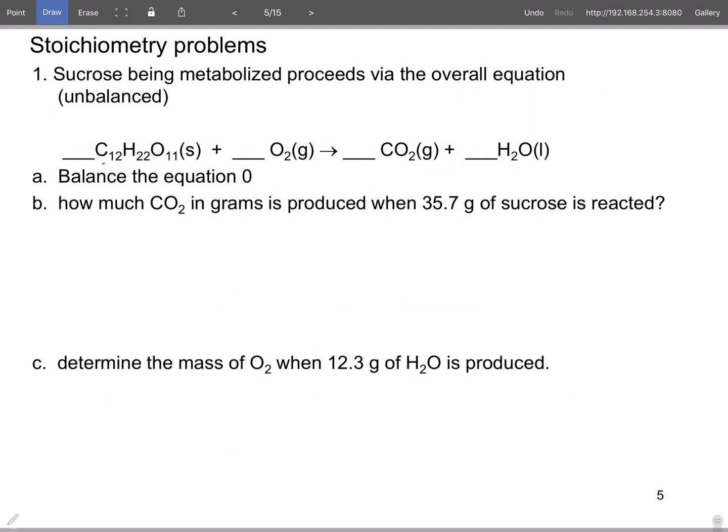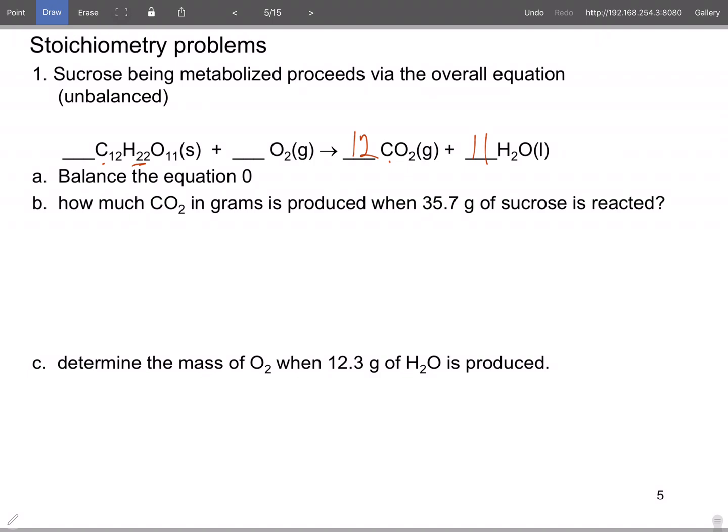So we have 12 carbons, we have 1 carbon. So let's put the 12 there. So that balances our carbons. Remember the rule, hydrogen and oxygen last in that order. So here we have 22 hydrogens, we have the hydrogens here, and we have 11 there. So that gives us the same.